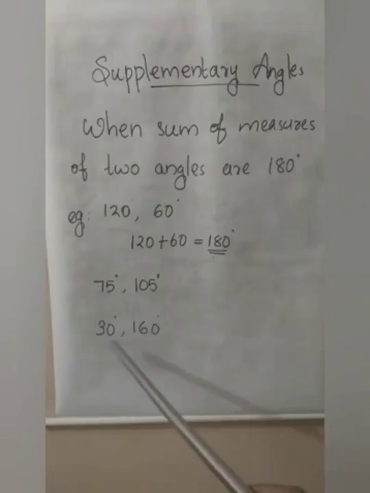Now one more example, 30 degrees and 160 degrees. What do you get as the sum of 30 degrees and 160 degrees? 160 plus 30 is 190, which is not equal to 180 degrees. So you can say 30 and 160 are not supplementary angles. So what are supplementary angles? Supplementary angles mean their sum should be 180 degrees, or a straight angle.